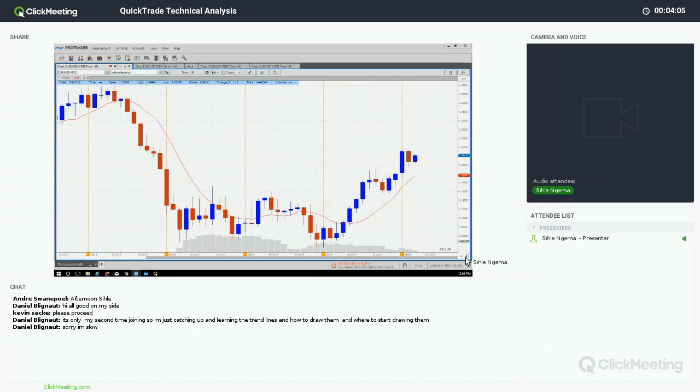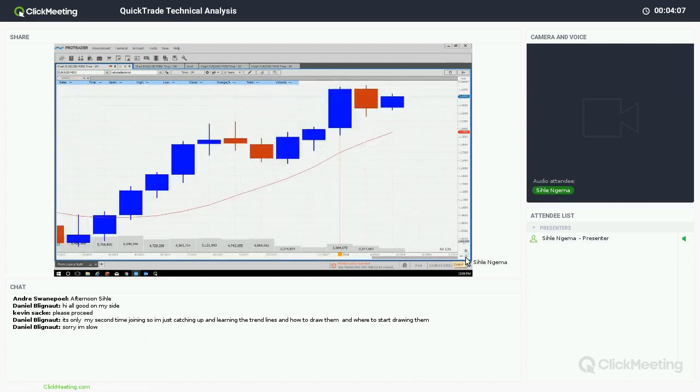Let's look at a trade setup that we sent out. We sent out a buy on the euro US dollar, and we hit our take profit target. And currently, the market has just pulled back a bit.